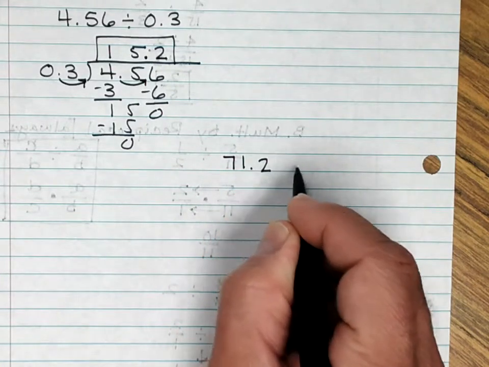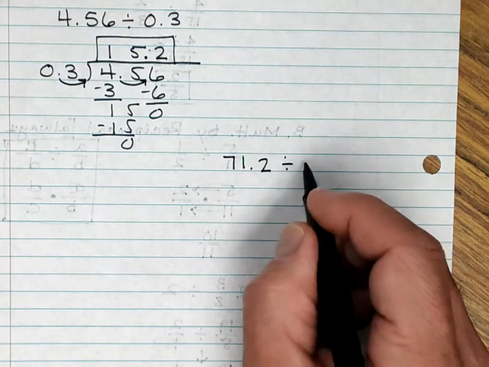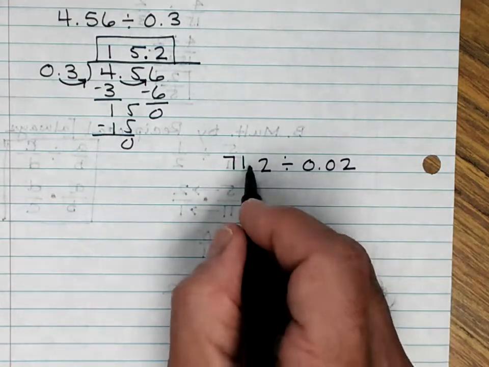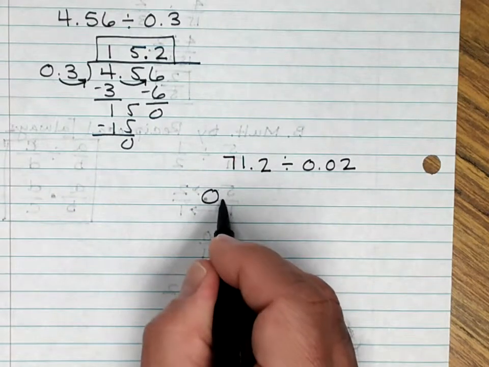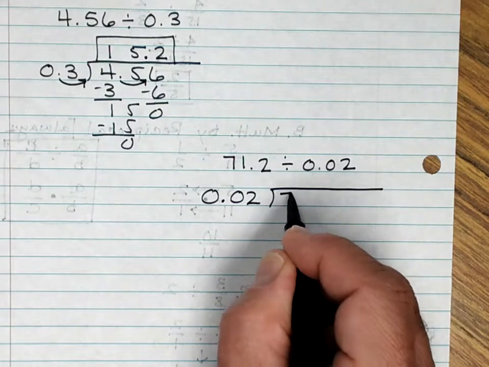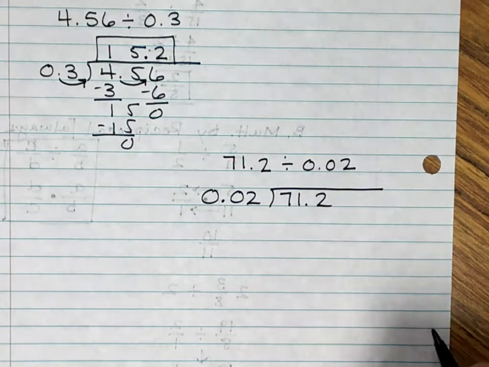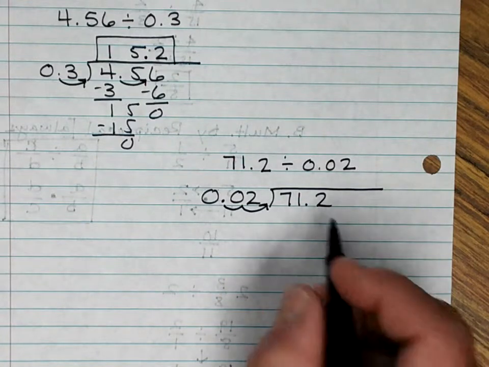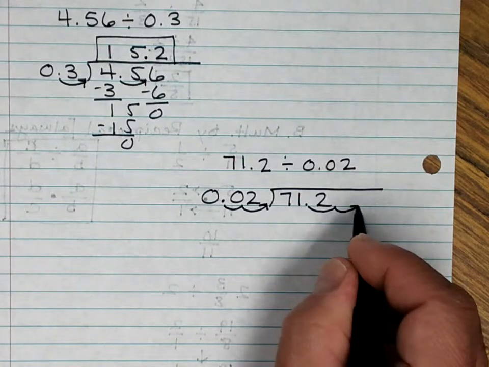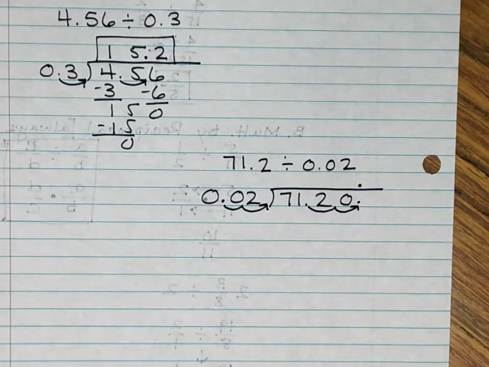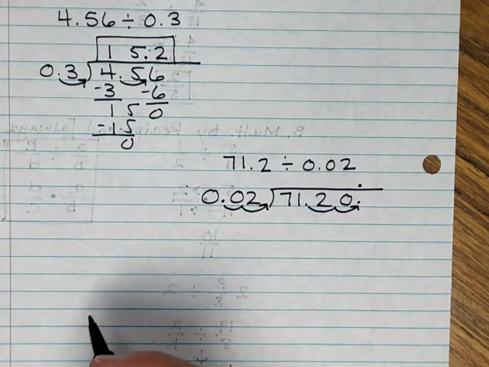71 and 2/10 divided by 2/100. Again, A divided by B. Here's B. Here's A. We want to divide by a whole number, so we move the decimal 2 place values. And we can just start dividing.